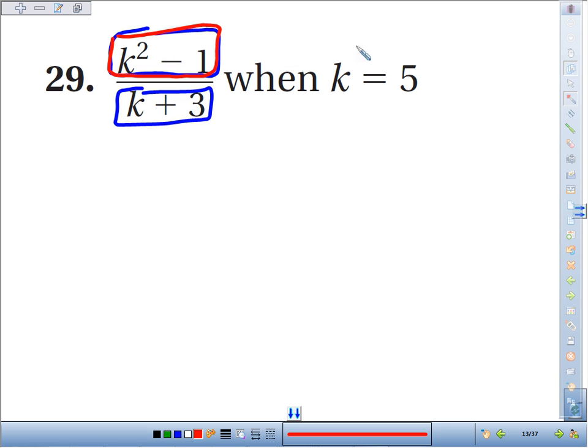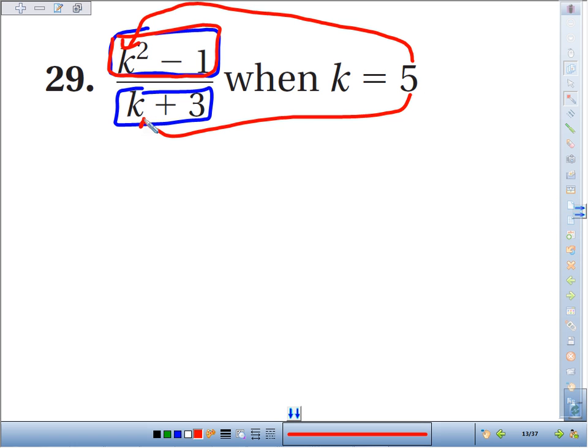So we've got k squared minus 1 when k is 5. We're going to substitute 5 for k right there. And we're going to substitute 5 for k right there. In the top, we get 5 squared minus 1. In the bottom, we've got 5 plus 3.